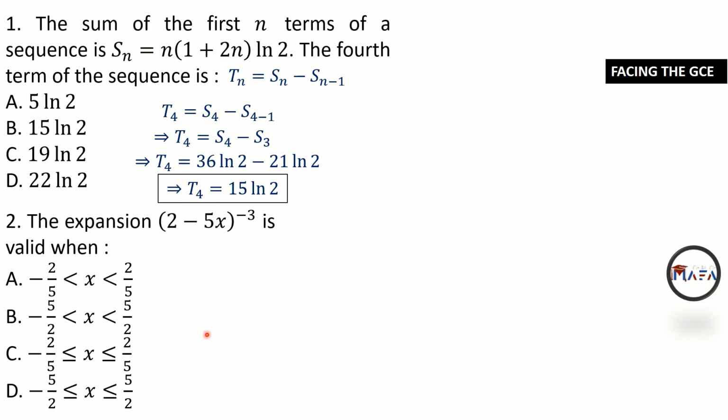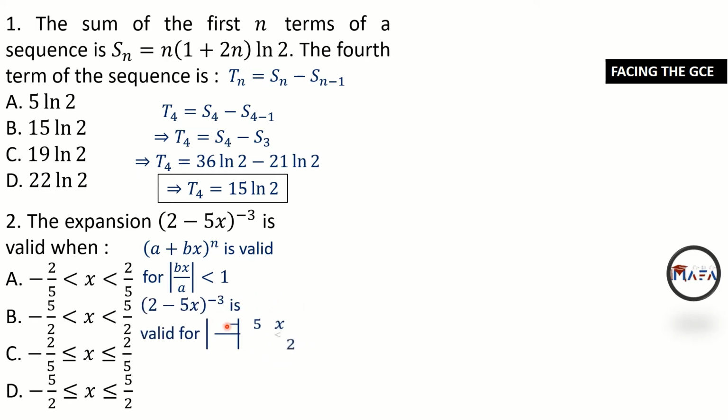Alright, question 2, you have a binomial expansion question. You're being asked to find the set of values of x for which the expansion of 2 minus 5x raised to the power negative 3 is valid. Firstly, I'm going to give you a general scenario where we have a plus bx to the power n. For it to be valid, the absolute value of bx on a should always be less than 1.